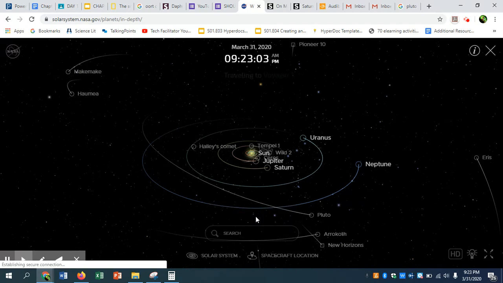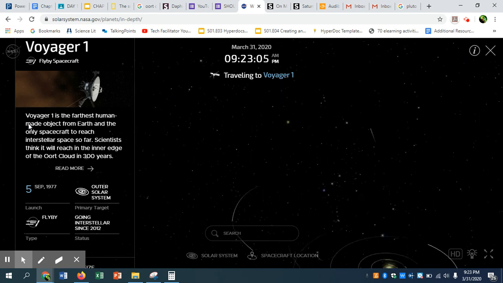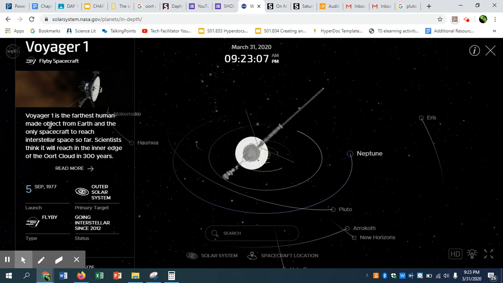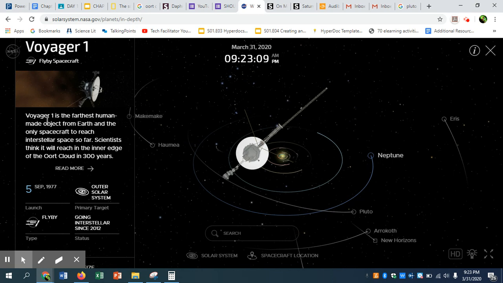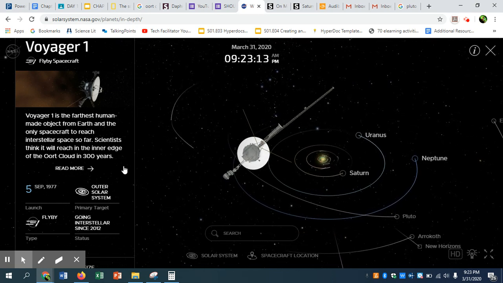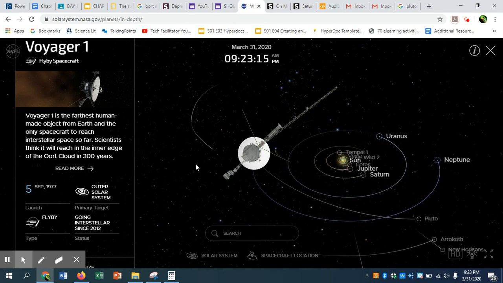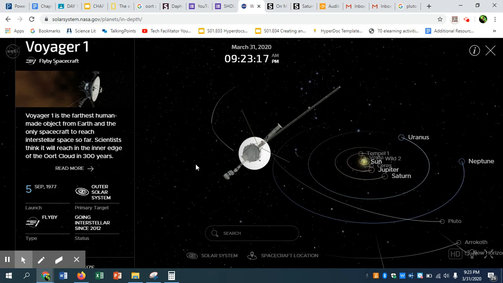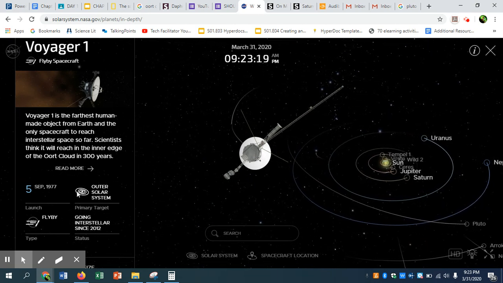And it gives you a little description of whatever it is that you're searching for. So Voyager 1 is the furthest human-made object from Earth. It is going out towards the Oort cloud, which I didn't tell you about yet. That reminds me to tell you about that. But it gives you some information about it, which you could read here.